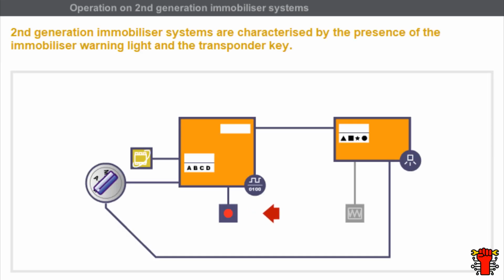We have seen in the Level 1 Immobiliser lesson that the second generation is distinguished by the presence of an immobilizer warning light. The electronic key known as the transponder key in the transmitter-decoder connection also made its appearance in second-generation systems. We're going to look at the development of the injection system decoder connection for second-generation immobilizer systems.